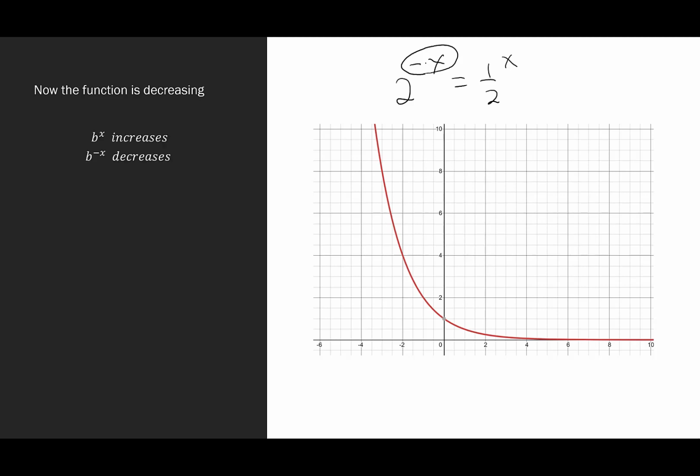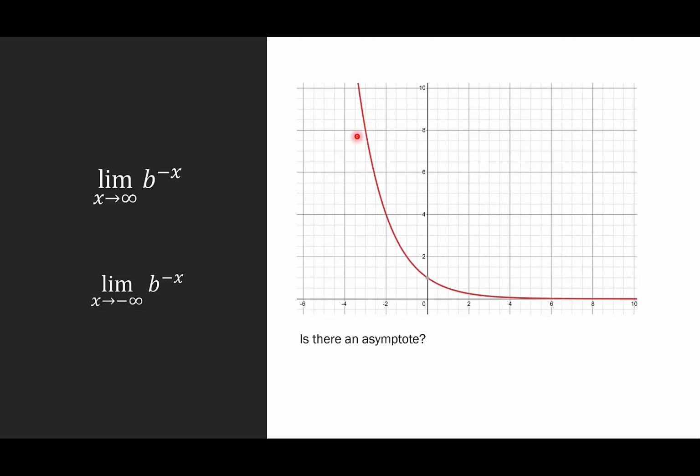So let me just write that for you so you can have that to write down. b to the x is increasing and b to the negative x is decreasing. If I'm looking at the limit as x goes to infinity of b to the negative x, so as I'm going to the right, it's getting smaller, smaller, smaller, so this limit is 0. But then as I go to the left, so as x goes to negative infinity, my values are getting higher, higher, higher, higher, so that goes to infinity. Asymptote didn't change. We still have that asymptote running right along the x-axis.